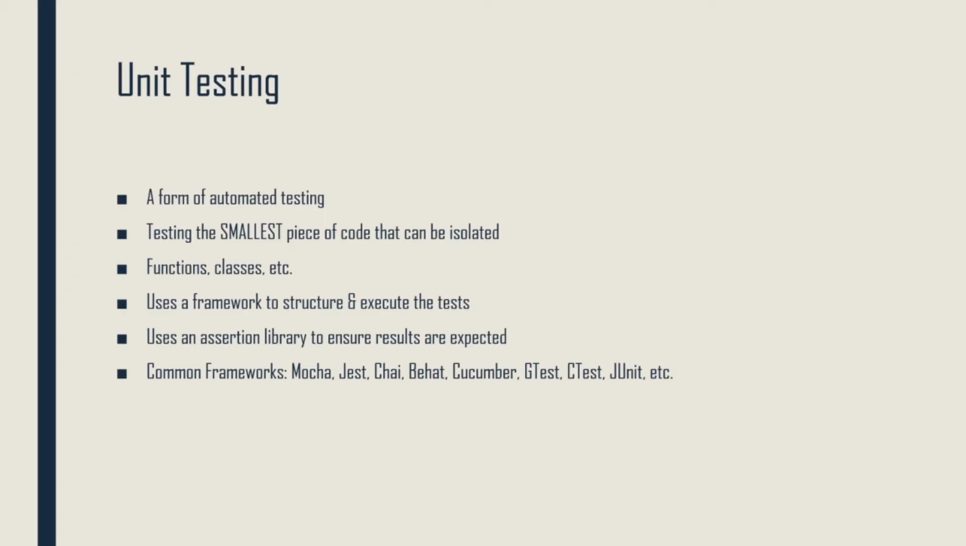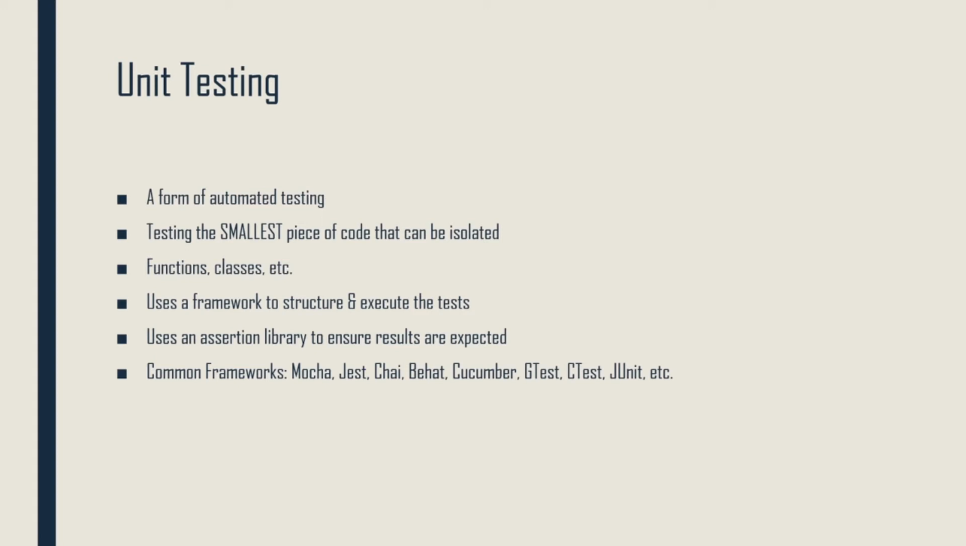And unit testing is just a form of automated testing. It's testing the smallest piece of code that can be isolated, like functions, classes, methods, and so on. It uses a framework to structure and execute the tests, and it also uses an assertion library to ensure the results are expected. So you may have heard some common frameworks like Mocha, Jest, Chai, Behat, Cucumber, Gtest, Ctest, JUnit.